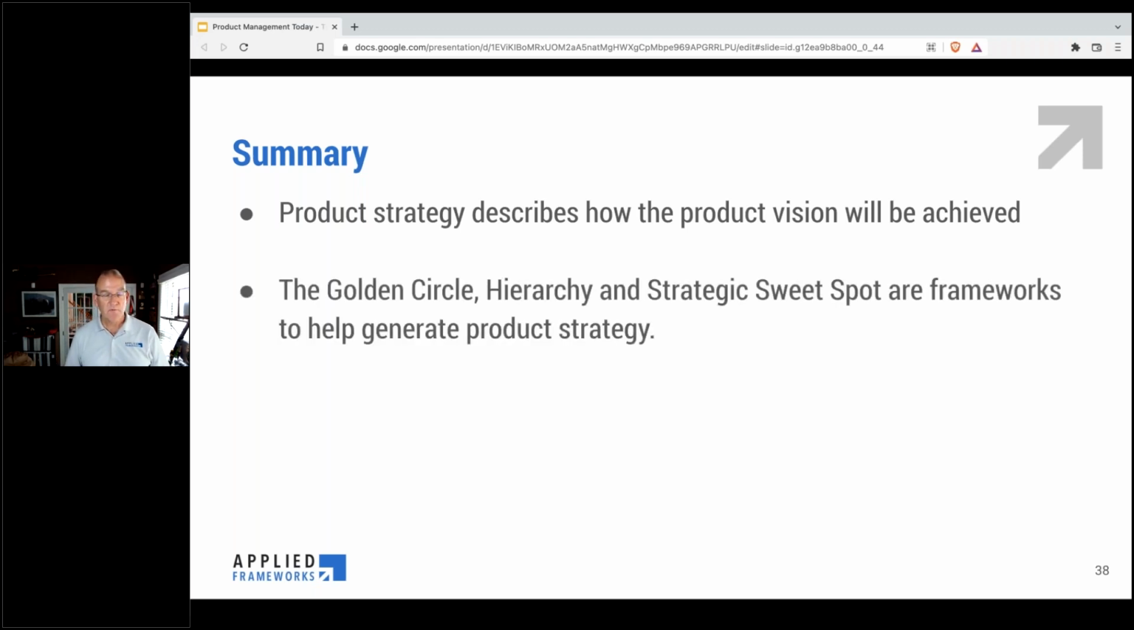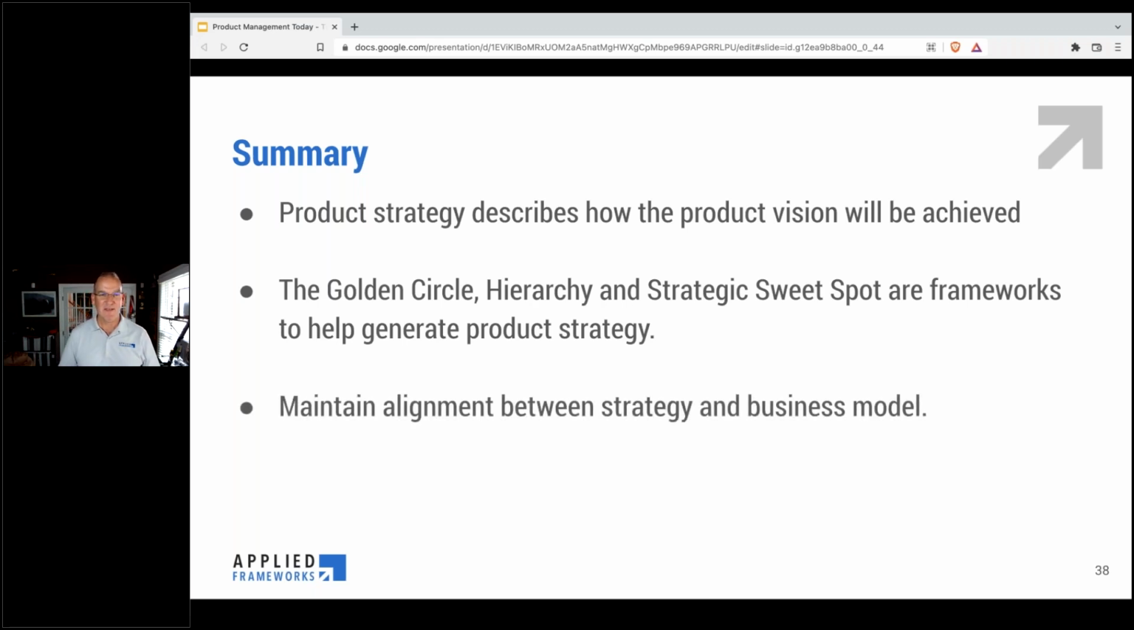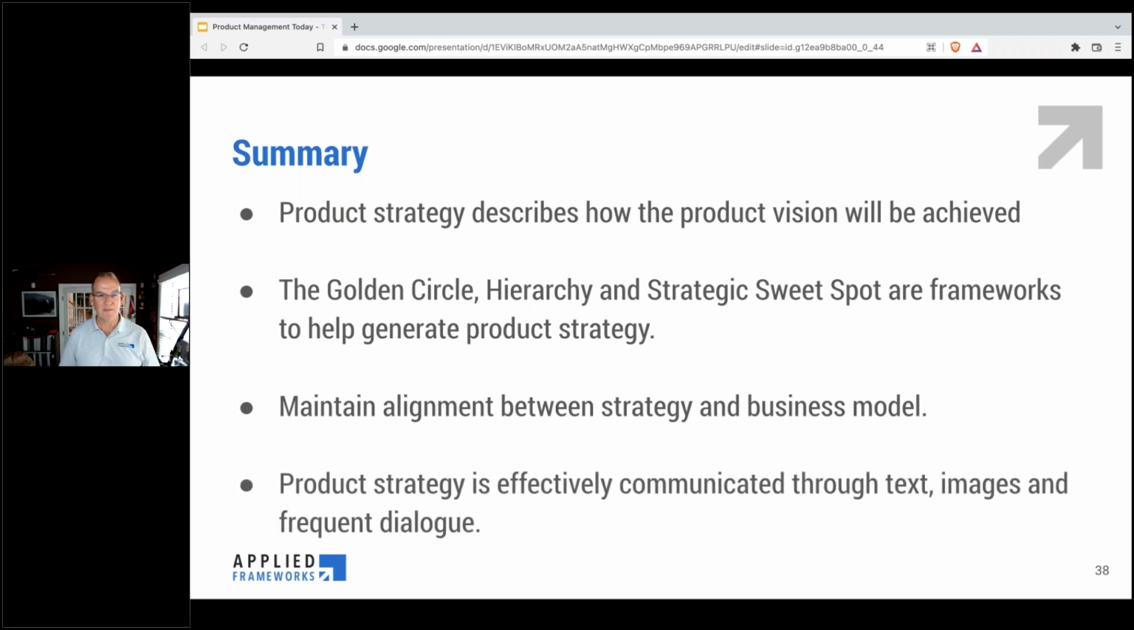Three possible frameworks beyond the great ones that you also identified: golden circle, a hierarchy, or the strategic sweet spot are great frameworks to help generate product strategy collaboratively, and then maintain the alignment between your strategy and business model. Ensure that you actually have a viable model when you think about pricing and how customers are willing to pay for your product, all definitely connected to your strategy. And finally, you can effectively communicate your strategy through both text, images, as well as frequent dialogue. So maintain the dialogue.